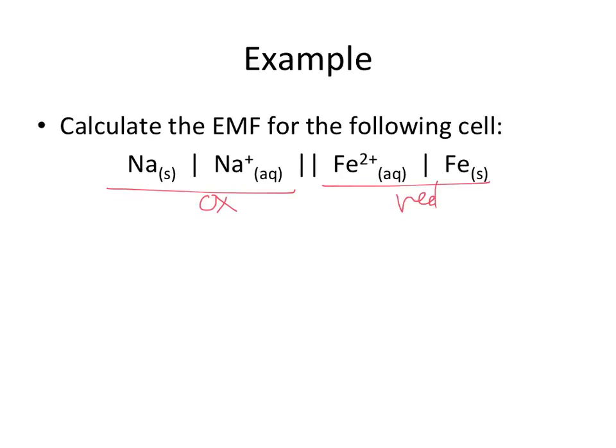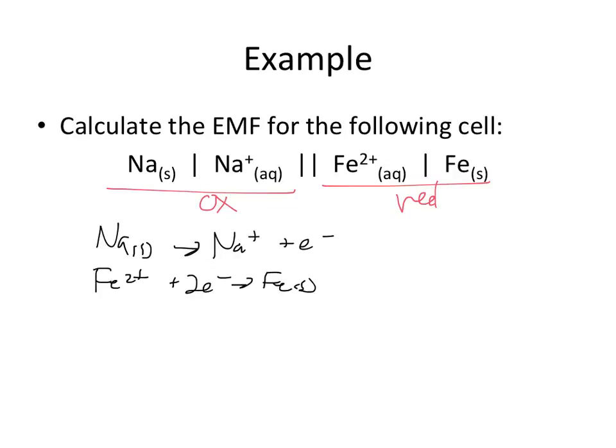So in this case, if we write out our reactions, we're going to get Na solid producing Na+ and an electron, and on the other side, Fe2+ is reduced, it picks up 2 electrons to be reduced into Fe solid. Now we can see this is our E oxidation, and that's going to be positive 2.71 volts, and this is our E reduction, which is going to be equal to negative 0.44 volts.